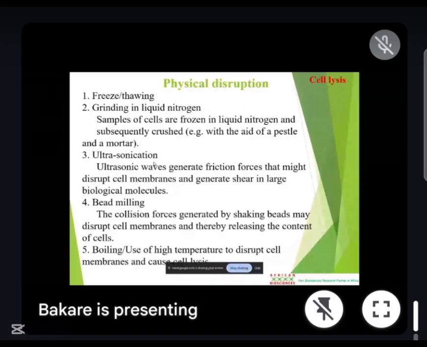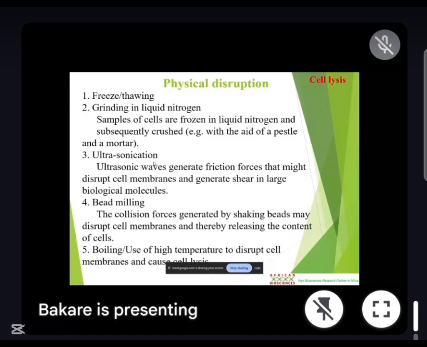So the bead milling is, there is a tube that has beads. So there are beads inside of it. So we now shake those beads. We add the sample inside the tube that contains the beads, and then we start shaking. So we do this bead milling for, let's say, tissue samples.